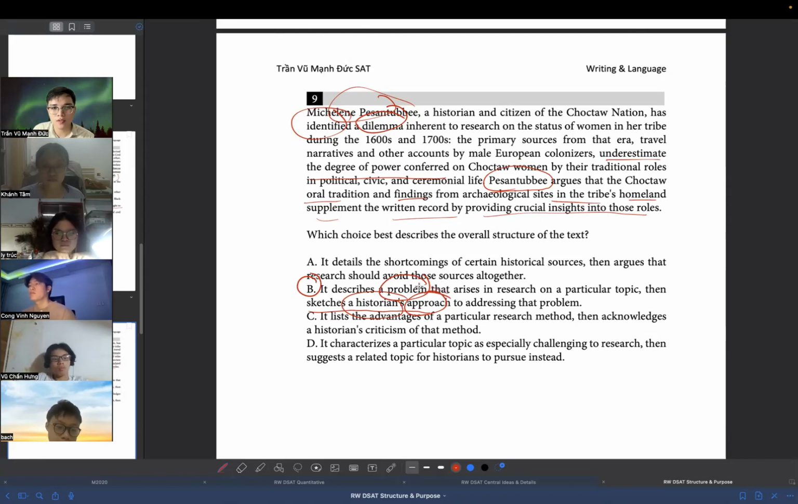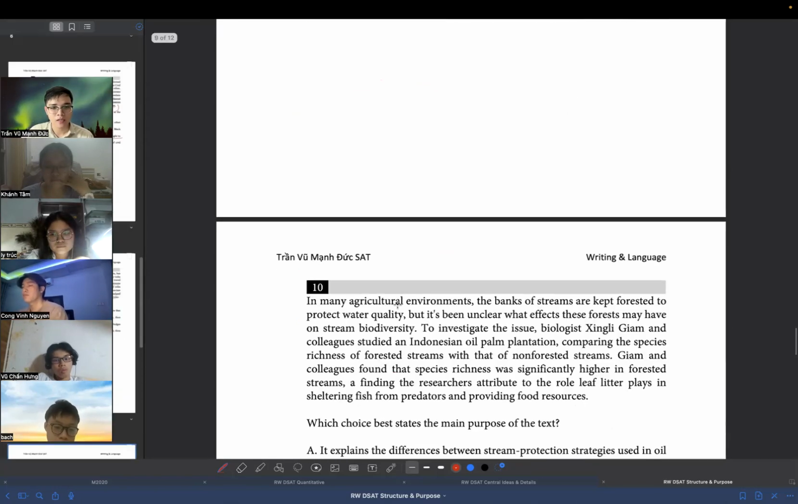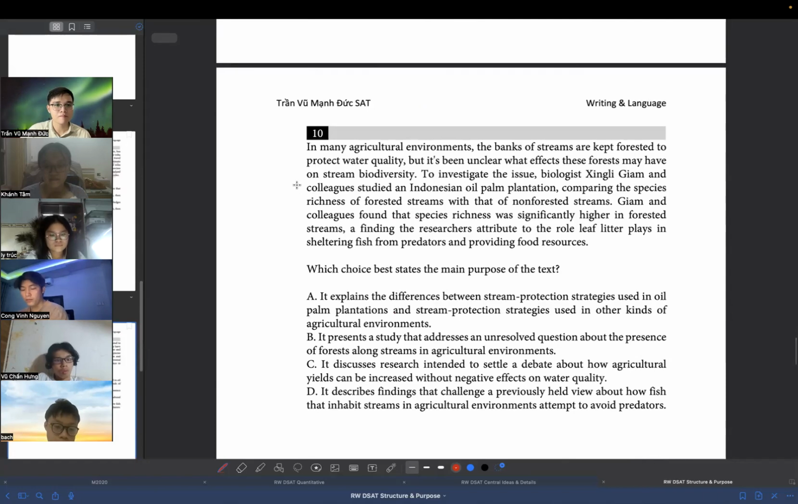The approach is not really clear yet, so I'm going to use process of elimination. A, a problem, a shortcoming: it's not a shortcoming, it's a dilemma. C is very wrong. D, challenging to research, then suggests a related topic. This one is wrong because the latter part is wrong. So B is essentially correct because I can't find anything better than B, right? Next up, 10.